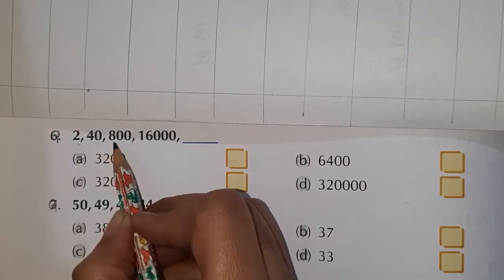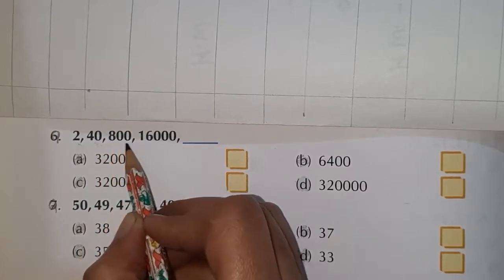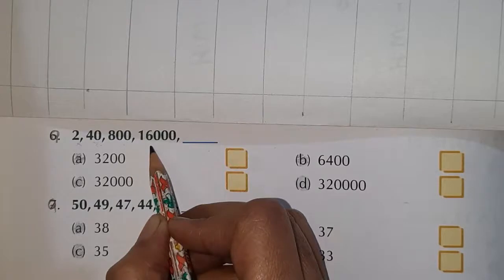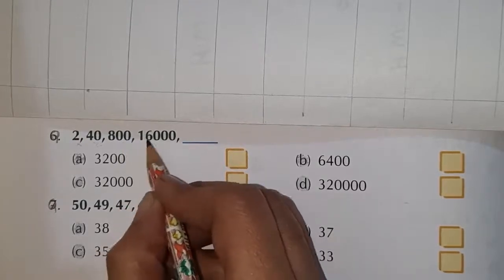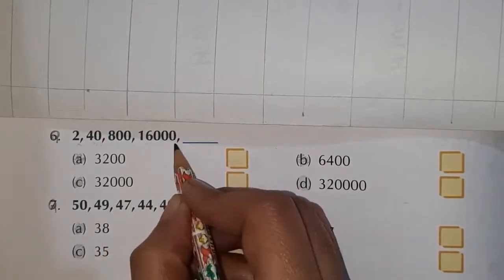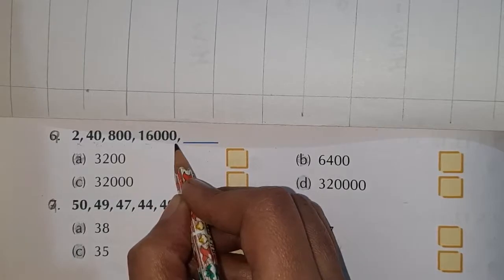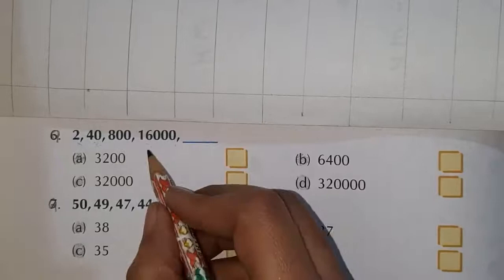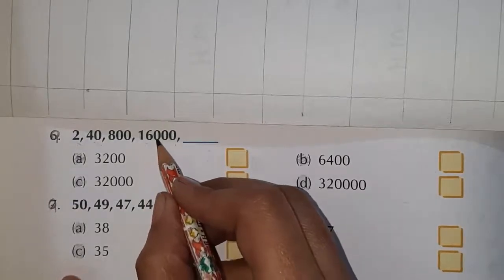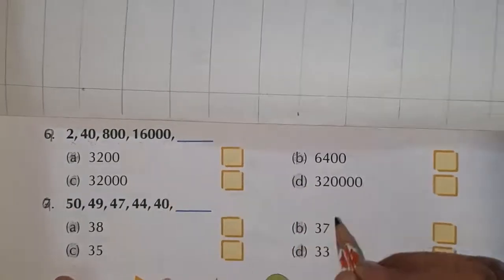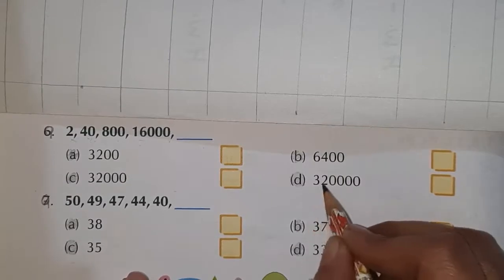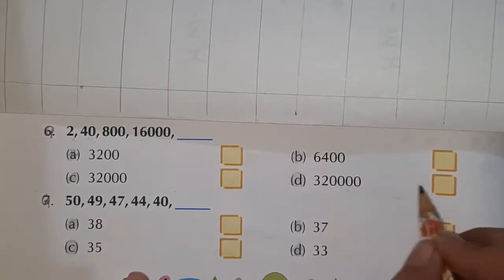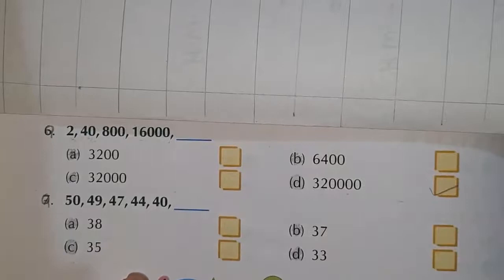40 multiplied 20, 800. 800 multiplied 20. So in each step we are multiplying by 20. 16,000 multiplied by 20. 16 twos are 32. And then how many zeros? 1, 2, 3 and one more will become of 20. So your option D is correct.